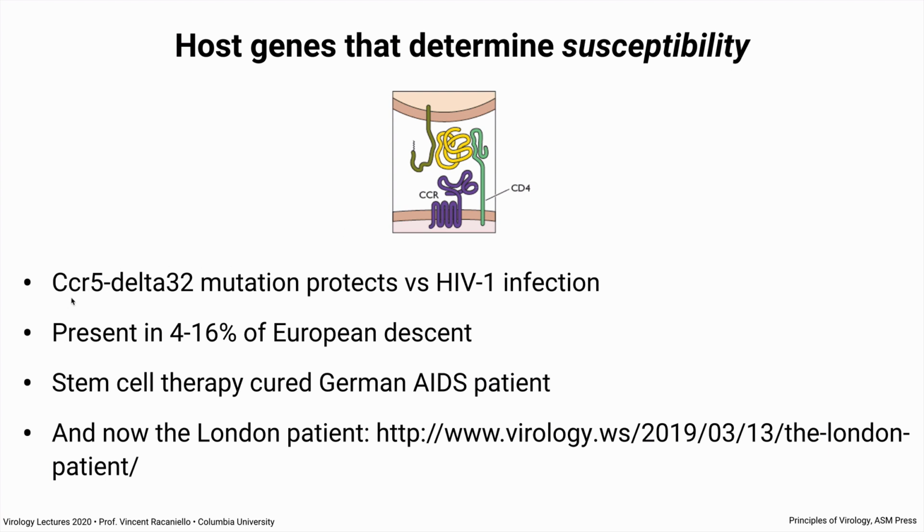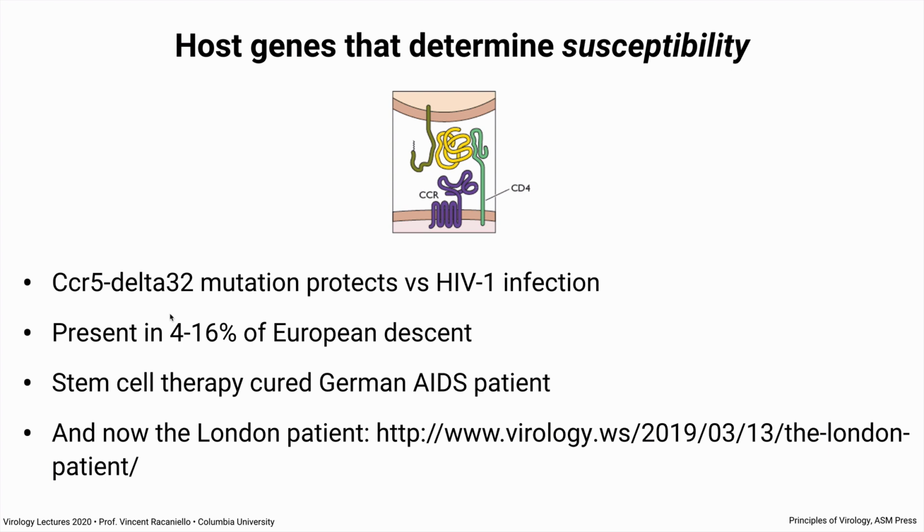And there are some individuals who have a mutation in the gene encoding CCR5. It's called CCR5 delta 32, and those individuals are protected from HIV-1 infection. This deletion is present in 4 to 16% of individuals of European descent. We don't know why it's there and why it's been maintained. What was the original selection force? There have been some hypotheses, but I don't think any of them have panned out.